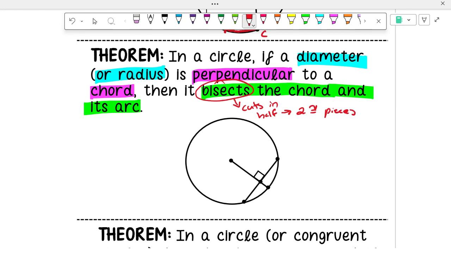So what does this mean? All right, so this is the radius right here, and this is the chord. And if you notice, it's perpendicular to that chord. Since it's perpendicular, that means the radius bisects the chord, which means that at the point of intersection, this piece is now congruent to this piece. It also says it bisects the arc. So this arc right here that's made up from the chord, both of those two pieces would be congruent in measure as well.